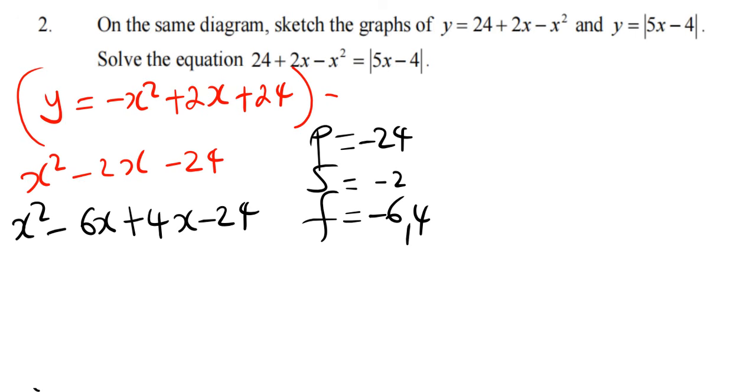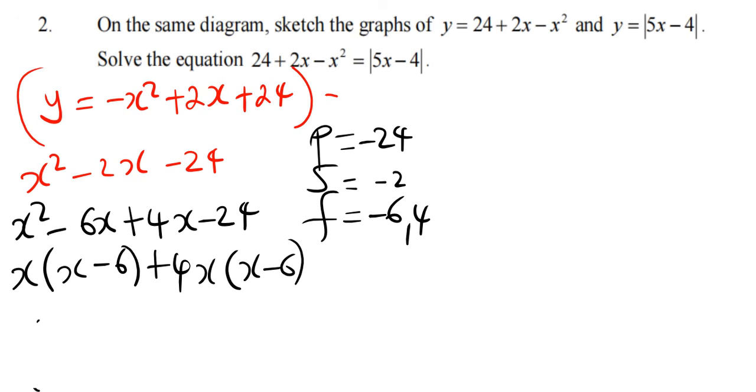Then you solve this. I'm going to factorize out the x. I'm going to have x plus, x plus what? Plus 4. Actually I've made a mistake on this side. It is x minus 6. Then I'm going to come to the other side and factorize out the 4. I'm going to have x minus 6 as well on the other side. So this side I've got x plus 4.